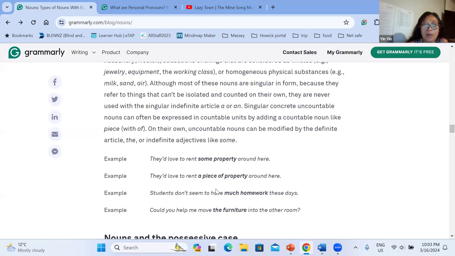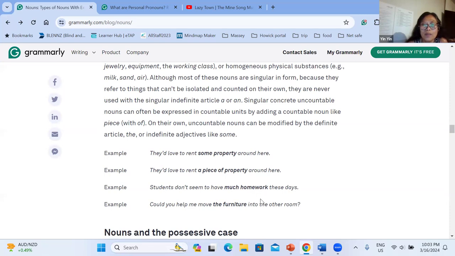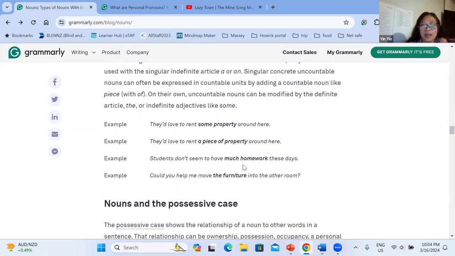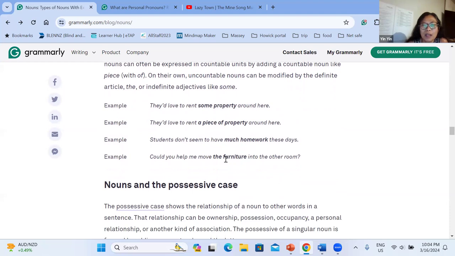Students don't seem to have much homework these days. So homework is uncountable, right? Can you help me move the furniture into the other room? So furniture is also uncountable, a collective noun: chairs, tables and so on.